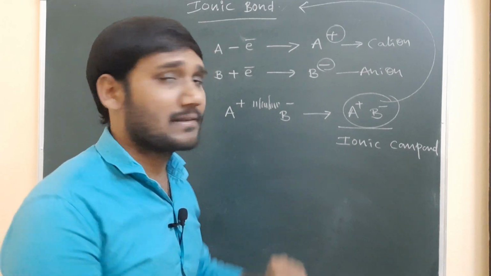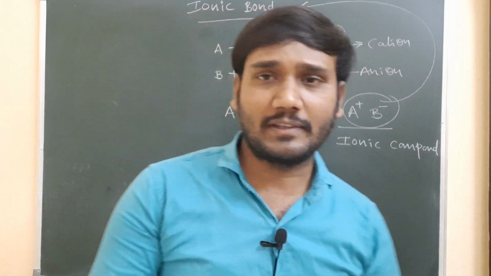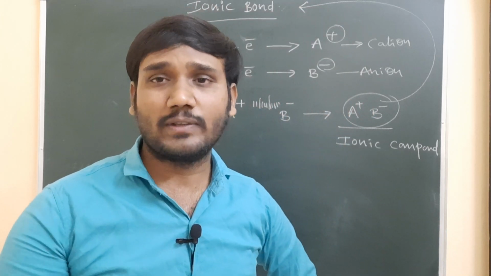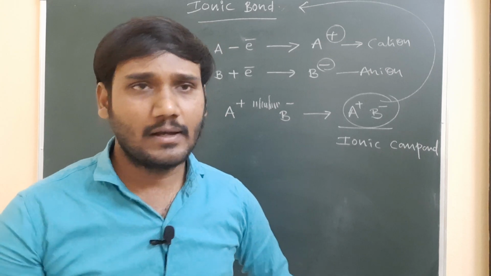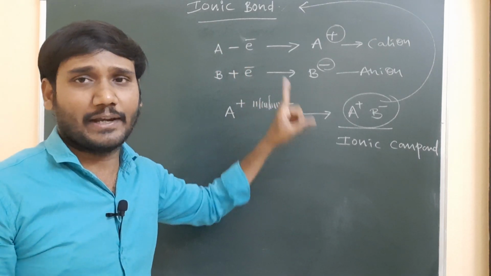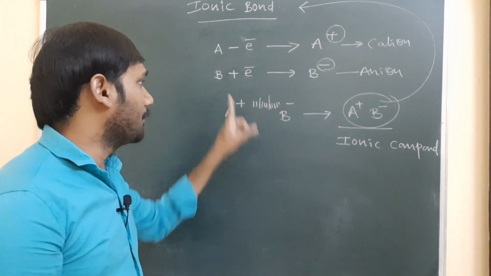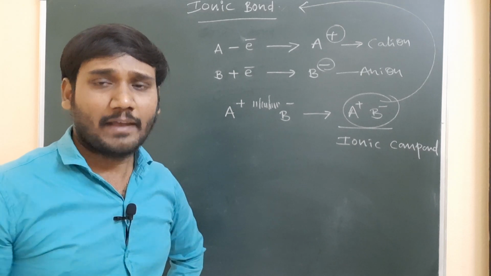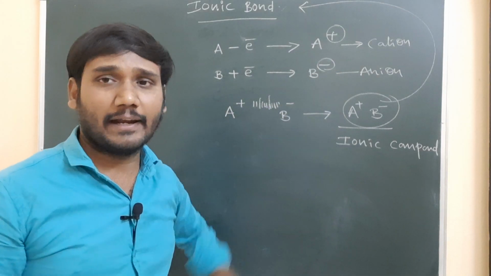Then, as we discussed in the last class, according to Kossel-Lewis theory, some atoms, to get stability, either lose electrons or gain electrons. Here A is an atom that, to get a stable configuration, loses one electron. B is an atom that, to get a stable configuration, gains one electron. At that time they convert into a cation and an anion.